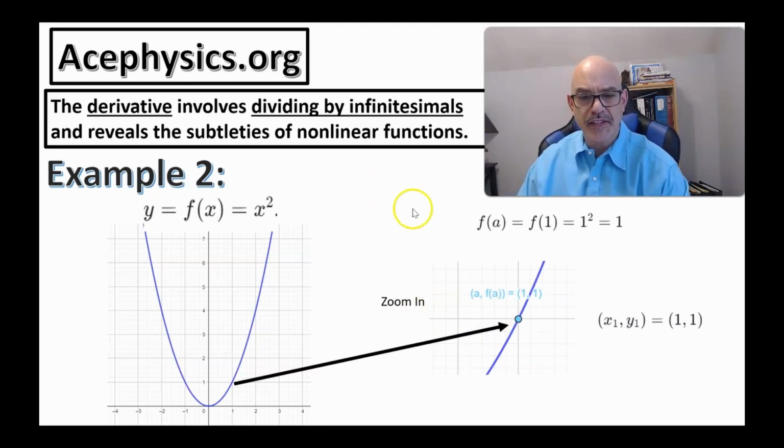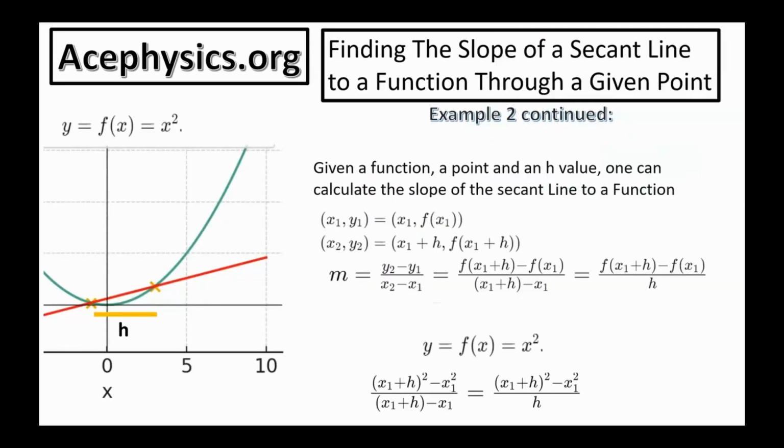We'll be calculating the secant line through that point. Finding the slope of a secant line to a function through a given point. This is example 2 continued. Given a function, a point, and an h value, one can calculate the slope of the secant line to a function. A secant line is a line that cuts through 2 points on a function.